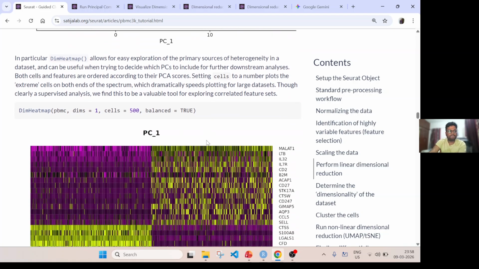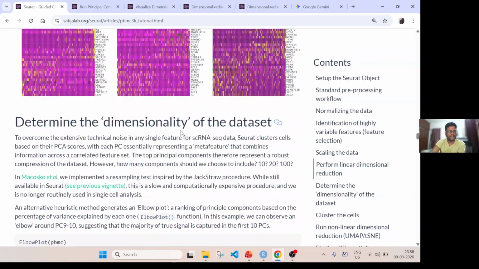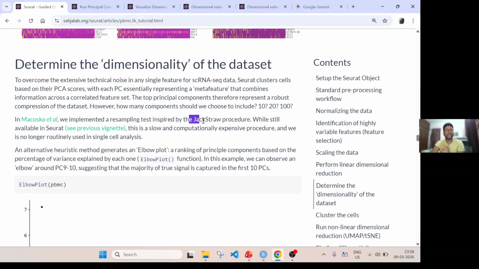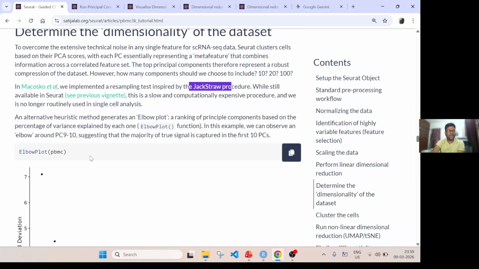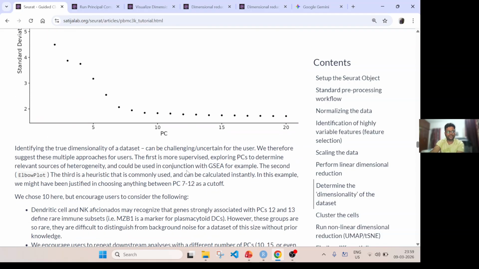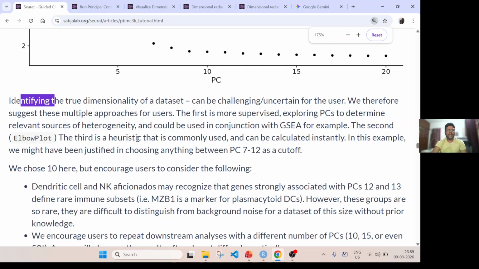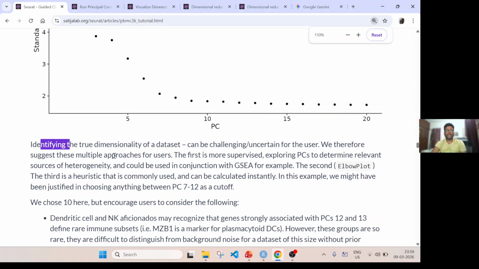And next, it says how many PCs to use. So there are two approaches. Earlier they were suggesting a jackstraw-based statistical method. This will easily give us, okay, consider 20. After that, no more information is passed. The alternate approach is this elbow plot, which will tell us the elbow we saw. And what they are also suggesting here, let me zoom in a bit, is that identifying the true dimensionality could be challenging.